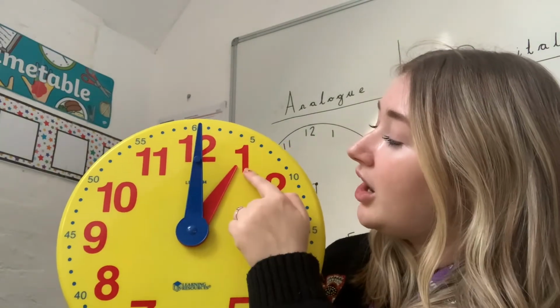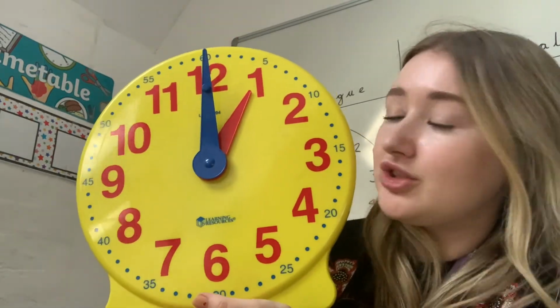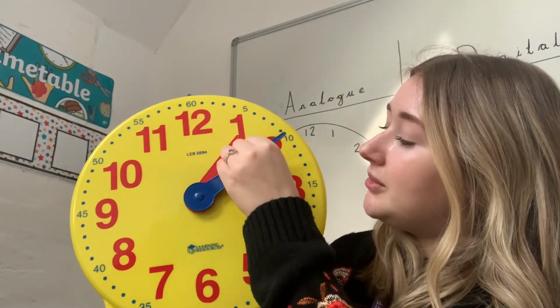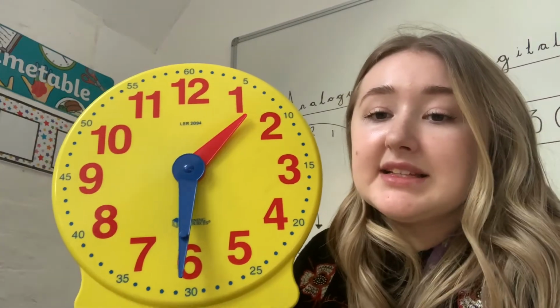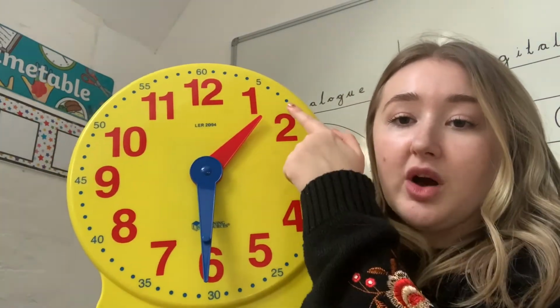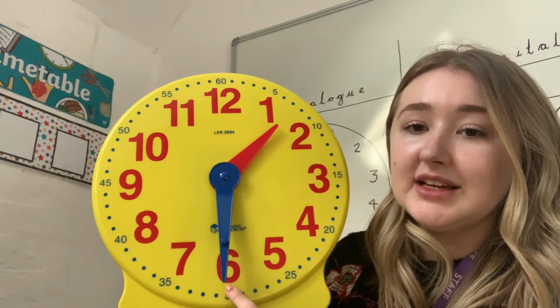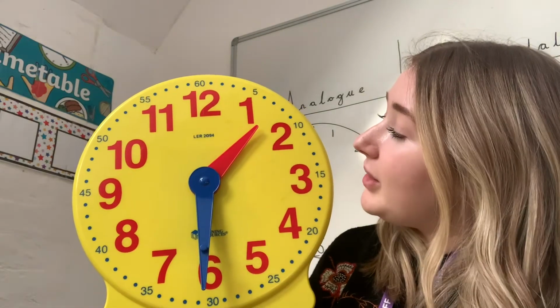Therefore, it is 1 o'clock because our blue hand is facing the 12, okay? And if we move our minute hand down to the 6, that means it is 1:30. What's half of 12? 6. So it is 1/2 past the hour and it is 1:30.